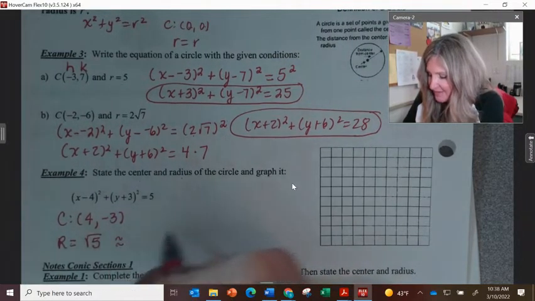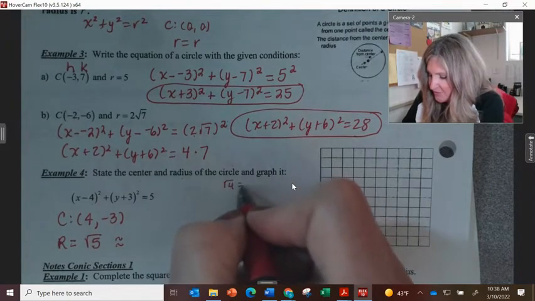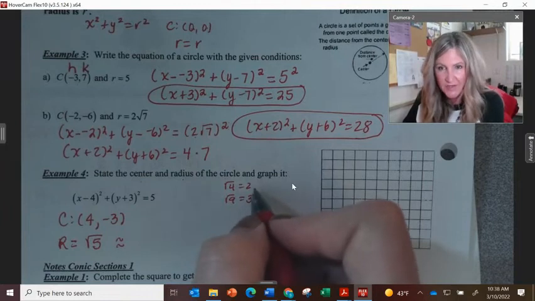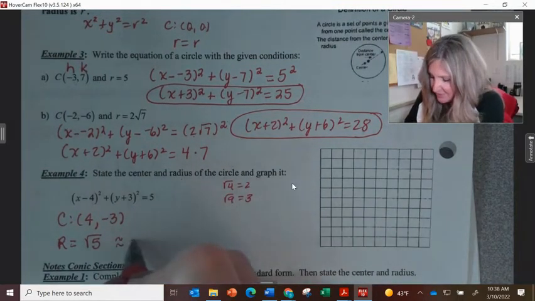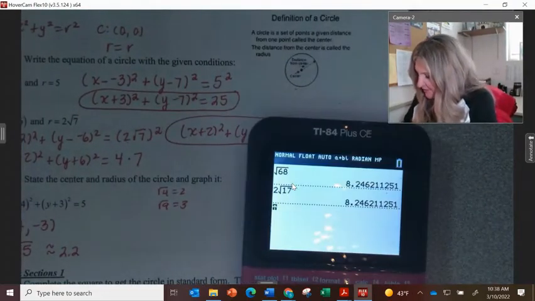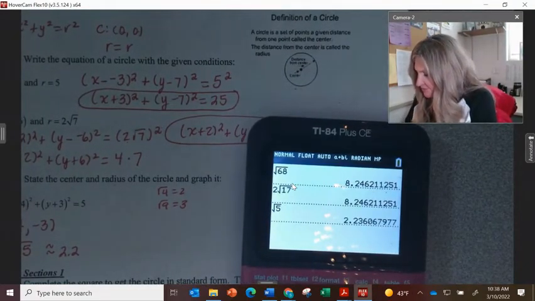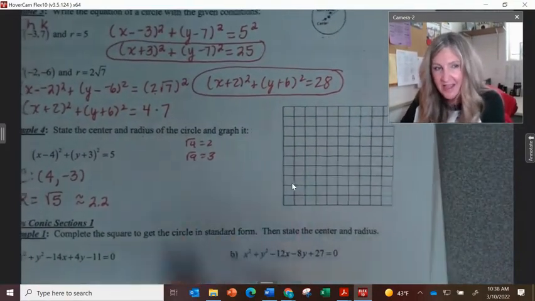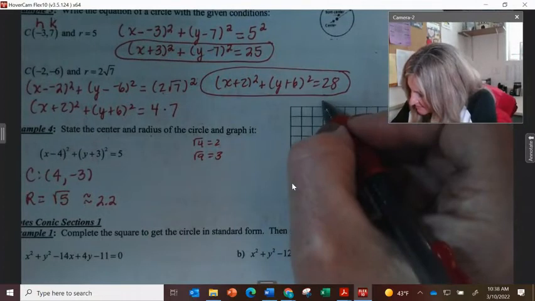Let's estimate that. Well, we know the square root of 4 is 2. We know the square root of 9 is 3. So square root of 5 is going to be in between there and a little closer to 2. I'm going to go with about 2.2. If I'm not sure, we can always go to our calculator, radical 5, 2.2. I'm guessing pretty well today. Okay, so we've got that, and we're going to go ahead and plot this.